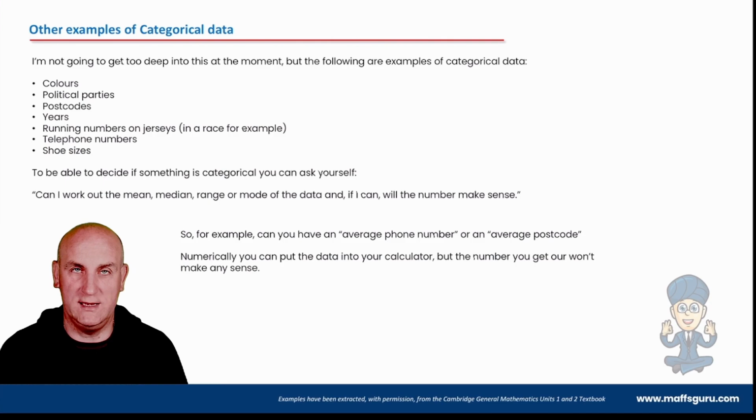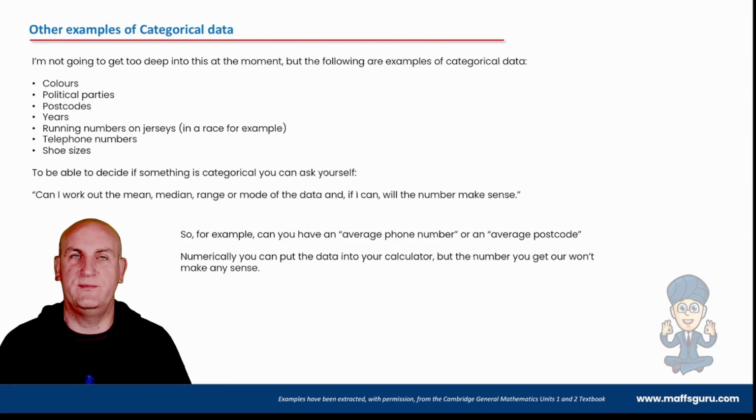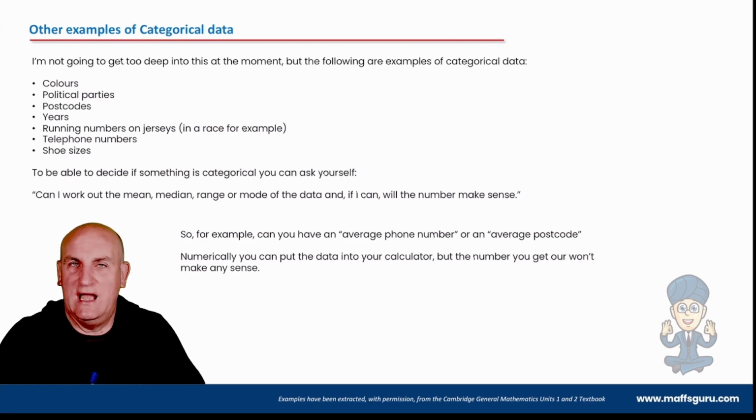Years, huge one here. VCAR, really for the last 2 years have upset a lot of people here. But years are actually categorical data, depending on the context of the question. But please realize that for now, years are categorical. Running numbers on jerseys. If I was to do the marathon and have the number 1,406, it doesn't mean anything. It's categorical data. I've just been given a number. I can't have the average jersey number. It doesn't make any sense. It doesn't relate to how fast I'm going or where I'm going to finish. It's just a number. So in that situation, it's categorical data.